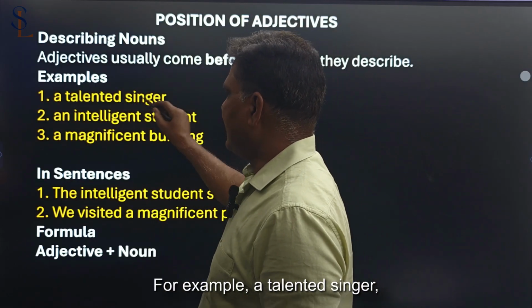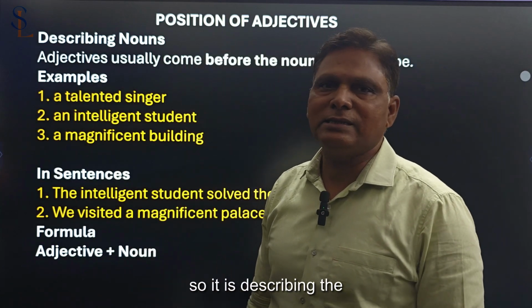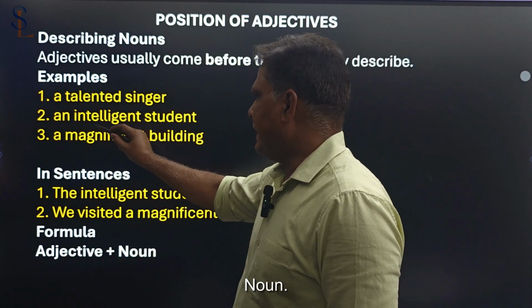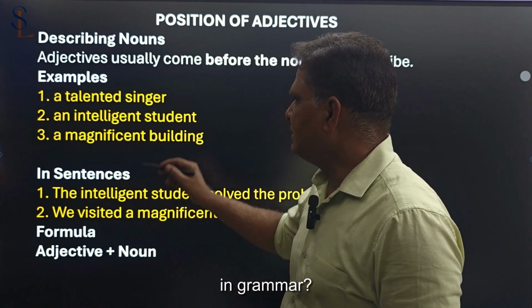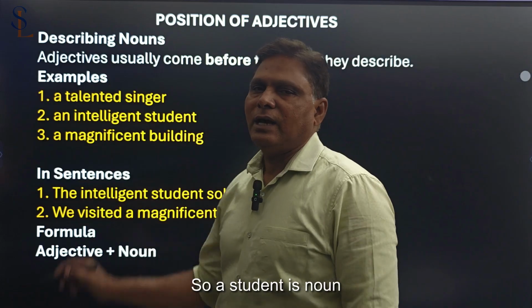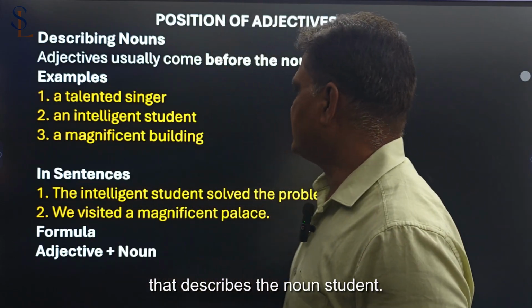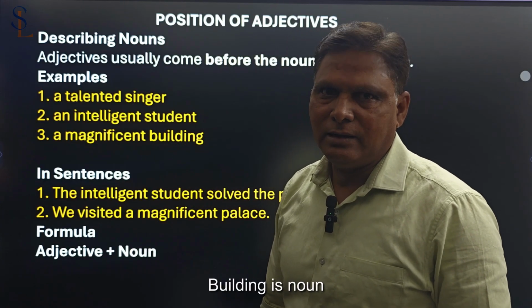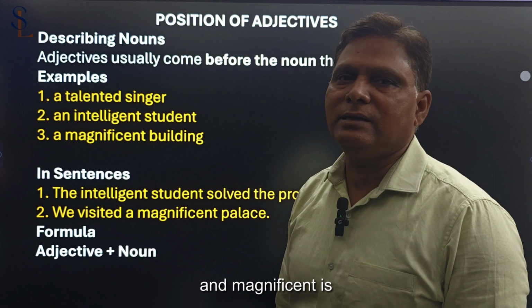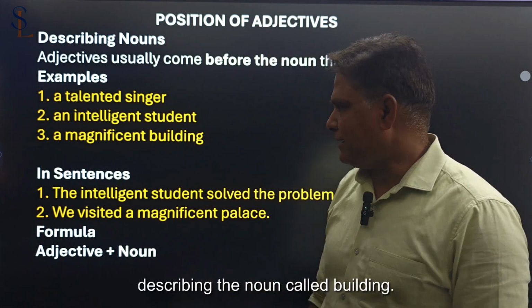For example, a talented singer. What kind of singer? Talented singer. So it is describing the noun. An intelligent student. Are you an intelligent student in grammar? So a student is noun and intelligent is an adjective that describes the noun student. A magnificent building. Building is noun and magnificent is describing the noun called building.